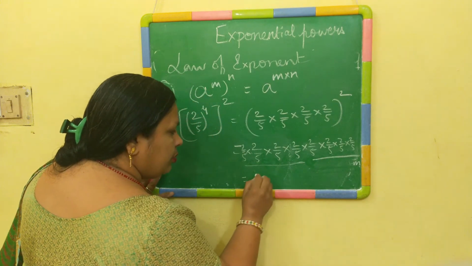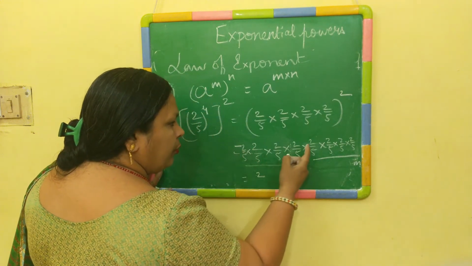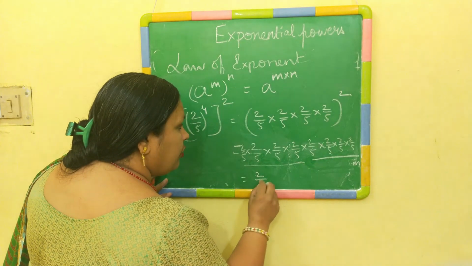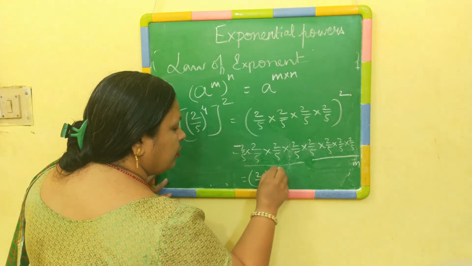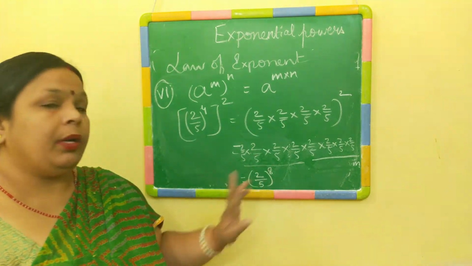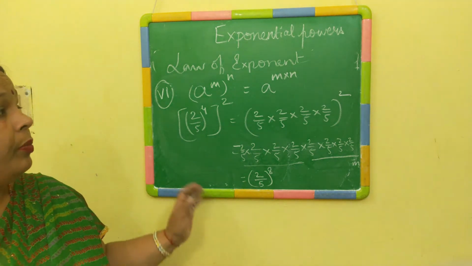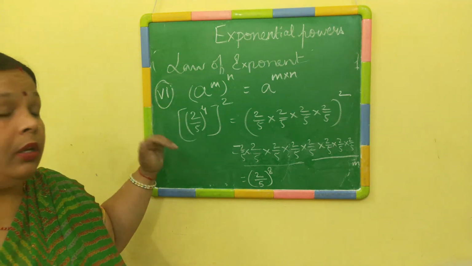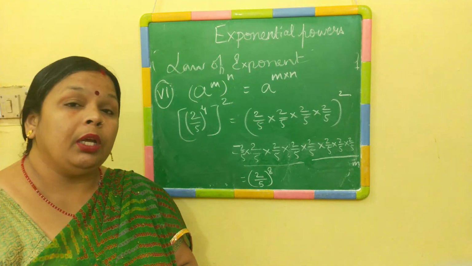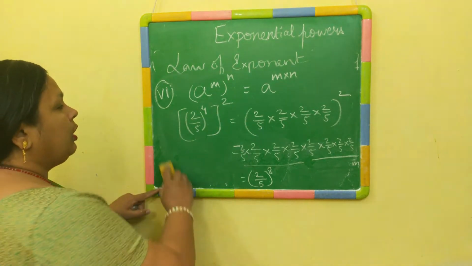So what does this mean? 1, 2, 3, 4, 5, 6, 7, 8. 1, 2, 3, 4, 5, 6, 7, 8. Which is nothing but 2 multiplied 8 times, 5 multiplied 8 times. Clear? So, we have seen here also that a power m whole power n will be nothing but a power m into n. Let's recall it.